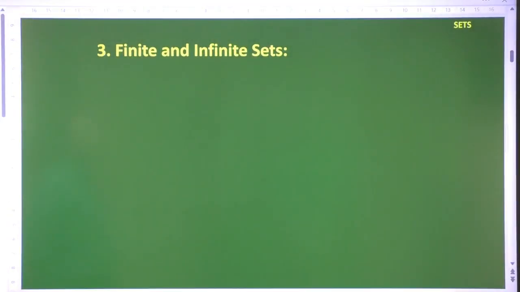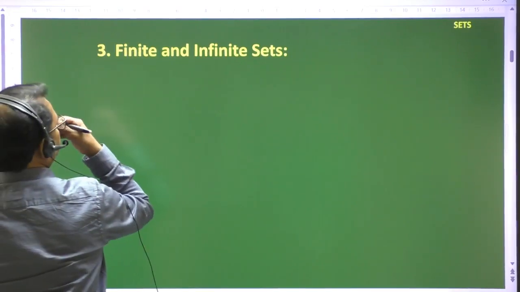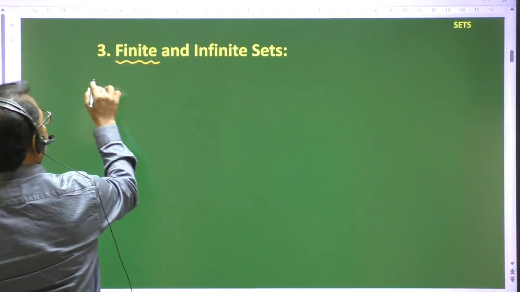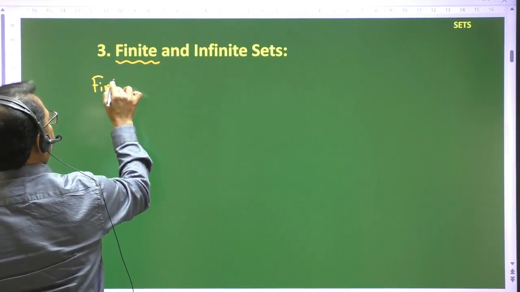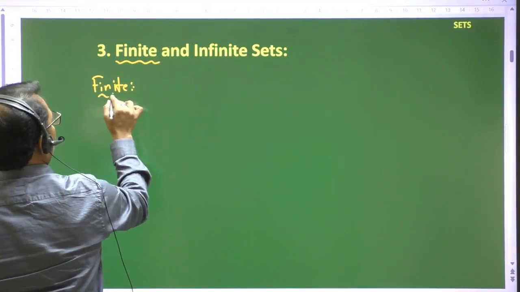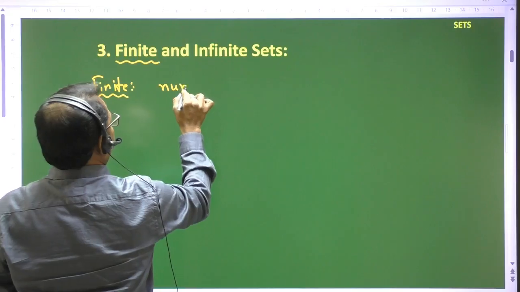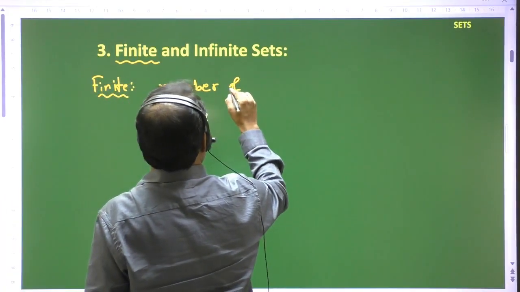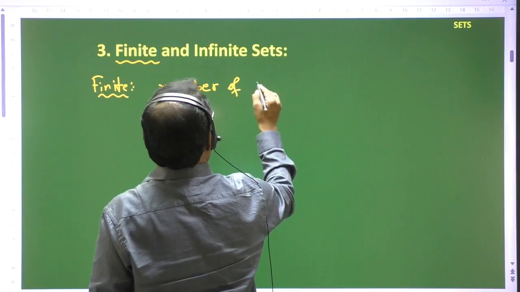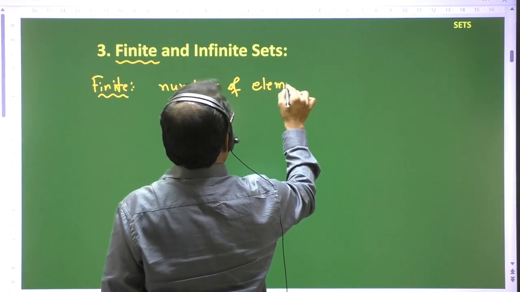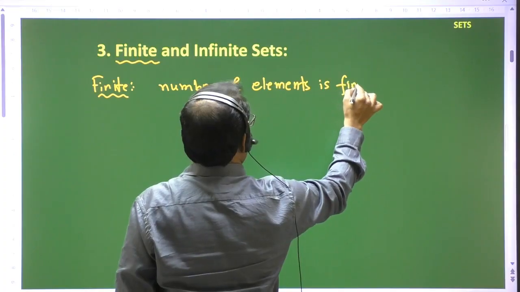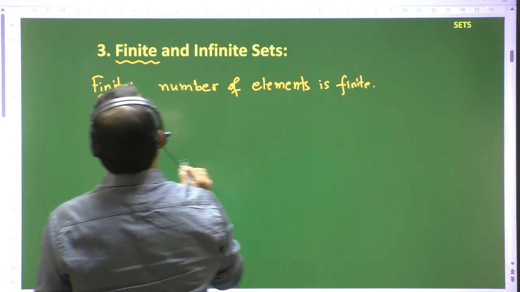Now coming to the finite set and infinite set. If the number of elements in a set is finite, it is called a finite set. Number of elements is finite.